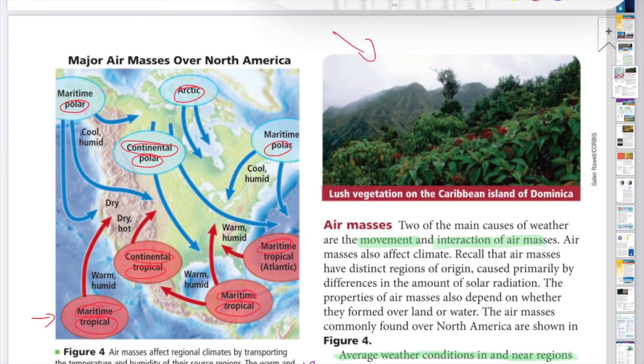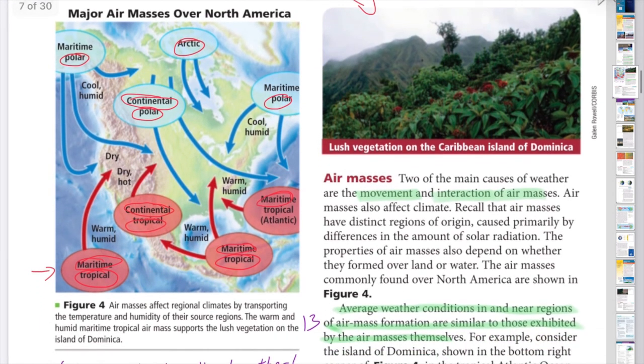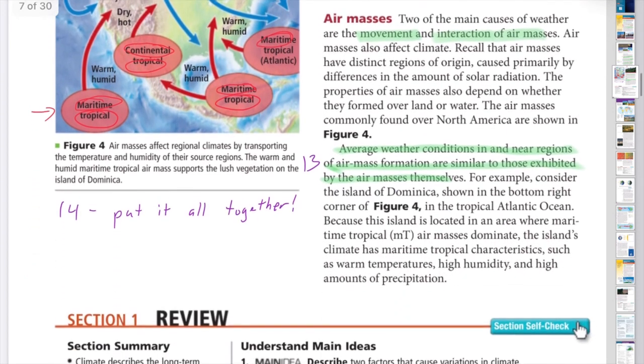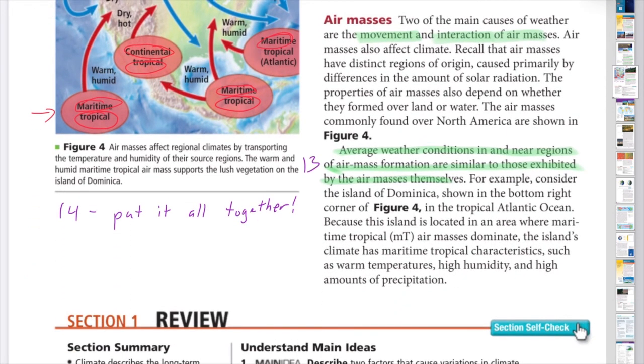So anyway, we have all this lush vegetation, there's a lot of plants, etc. But anyway, the island of Dominica is in the tropical Atlantic Ocean. Because this island is located in an area where maritime tropical, MT, air masses dominate, the island's climate has maritime tropical characteristics, such as warm temperatures, high humidity, and high amounts of precipitation.